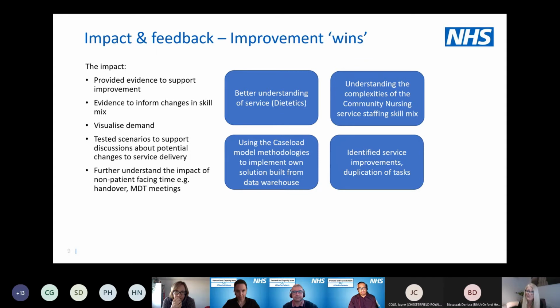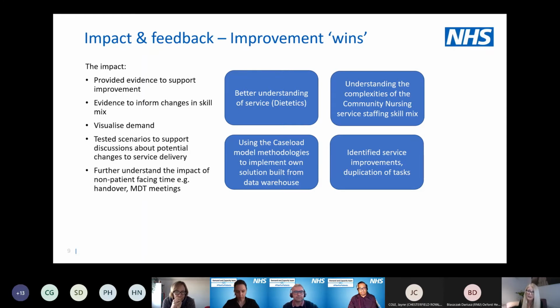So just in terms of impact and feedback, there are some improvement wins with demand and capacity modelling. As we say, it provides really good evidence to support improvement, and evidence to inform changes in skill mix, which is really key, I think, for the community as we're modernising and as we're looking at different roles and as we've got lots more senior clinical decision making. It's a really good model to help with that.